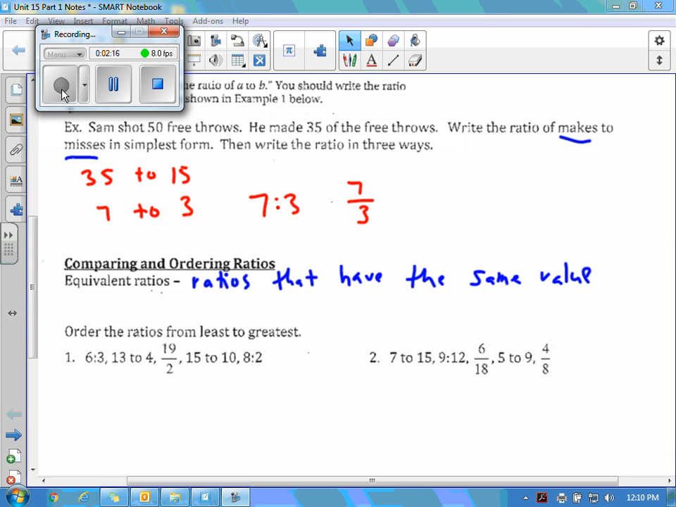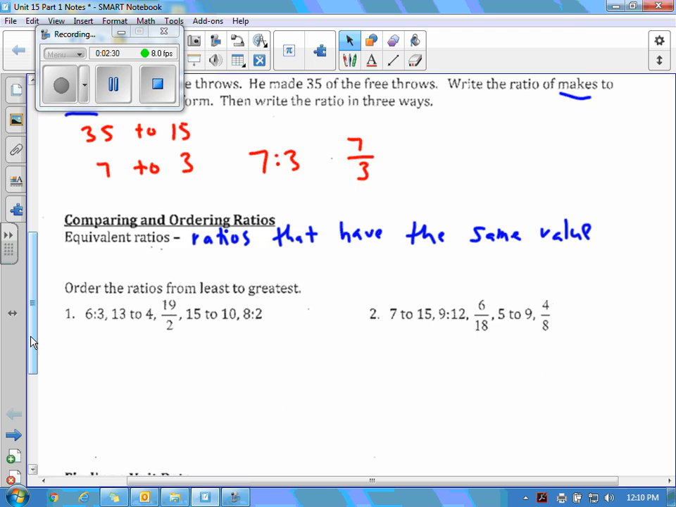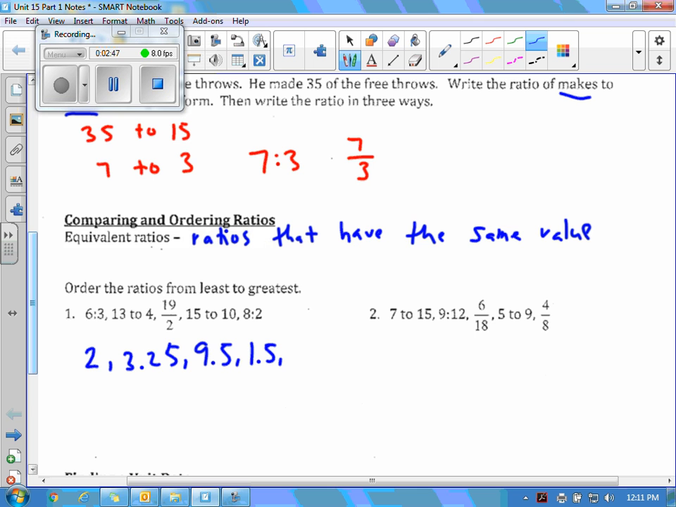So what I'm going to do, since it's going to be hard to reduce them, I'm actually going to turn them all into decimals. That means I'm going to divide the first number divided by the second number to make them all decimals. So I would do 6 divided by 3 and get 2. When I do 13 divided by 4, I get 3.25. When I do 19 divided by 2, I get 9.5. 15 divided by 10 is 1.5. And 8 divided by 2 is 4. So I turn those all into decimals, or I divided them all out.